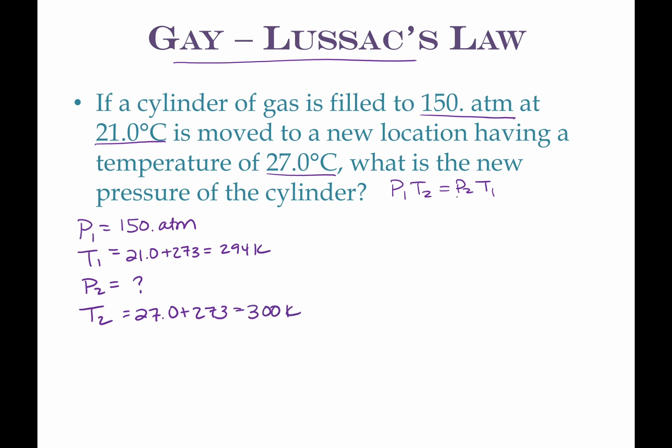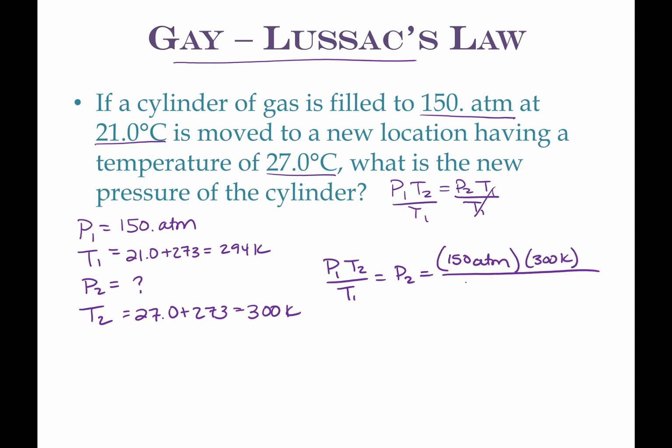We're solving for P2, so we need to divide both sides by T1. So P1, T2 divided by T1 is equal to P2. P1 is 150 atmospheres. T2 is 300 Kelvin divided by 294 Kelvin. So 150 times 300 divided by 294 is 153.0612245. Three significant figures would be 153 atmospheres.